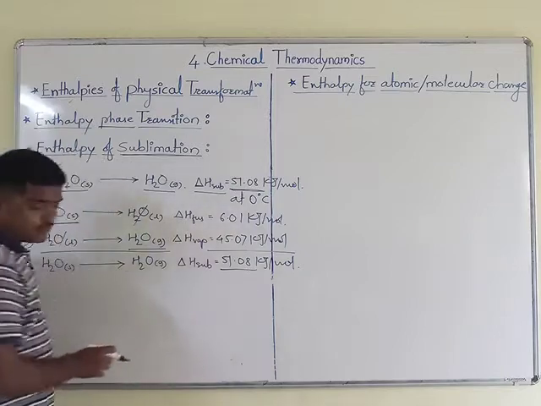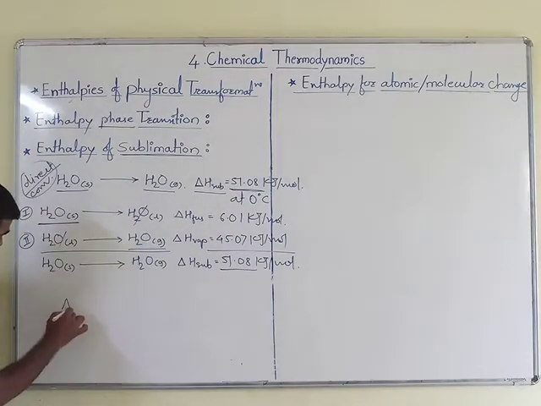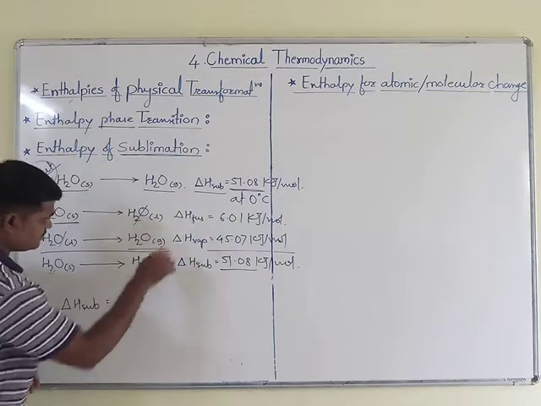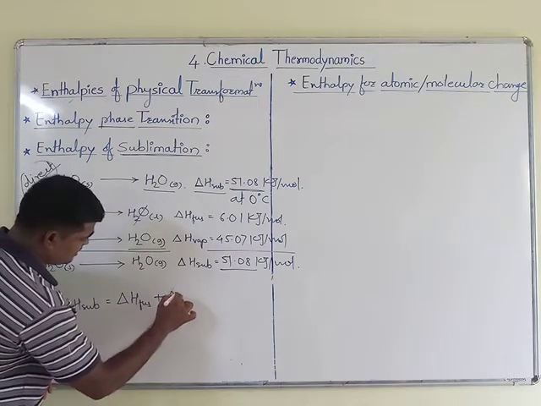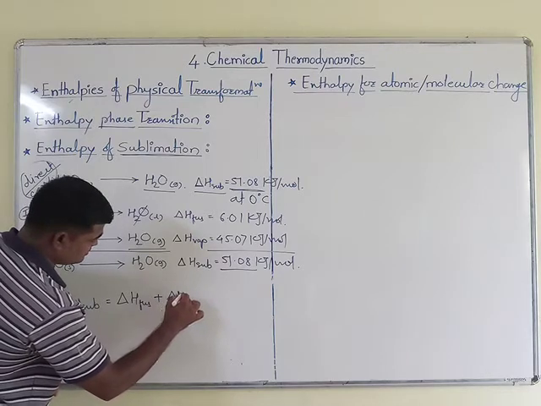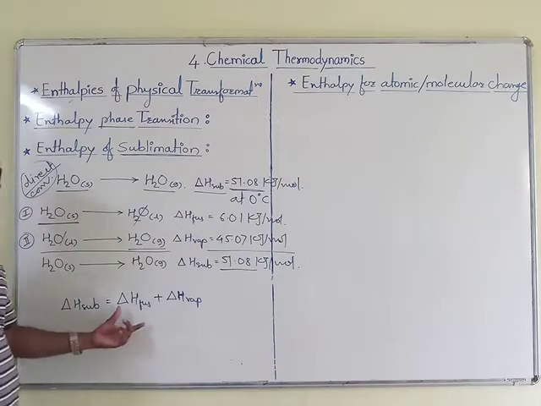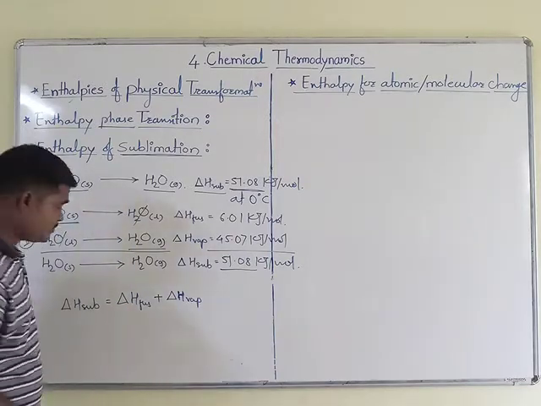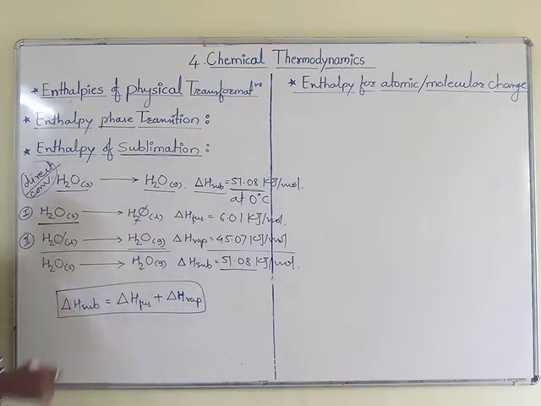So the equation for this conversion we can write like this: delta H sublimation is the addition of delta H fusion plus delta H vaporization. By adding these two enthalpies you will get the enthalpy of sublimation. So this is the required equation for the above conversion.